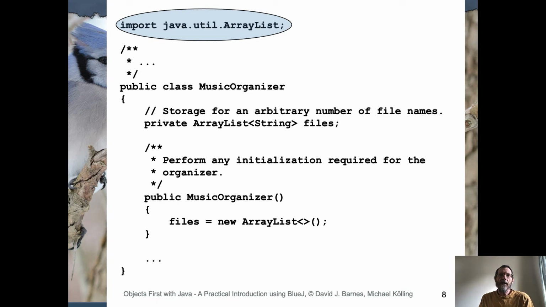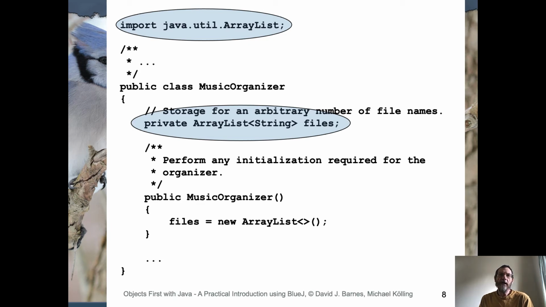So what that does is it introduces into our program the name ArrayList, and whenever we use the word ArrayList, then the compiler knows that we're referring to one of these class library classes. How do we make use of that name ArrayList? Well, we can see in the definition of the single field in the music organizer class that it's named there.